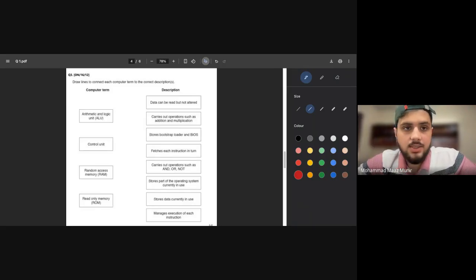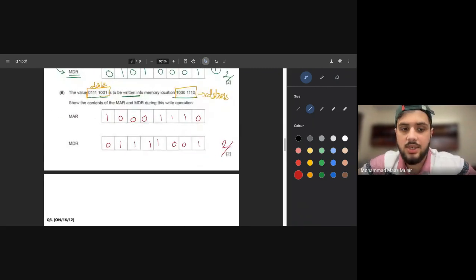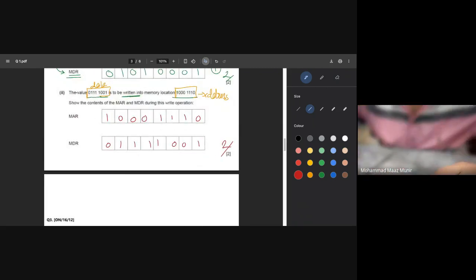Can you repeat the MDR part? Yeah, sure. So MDR basically stores the data.